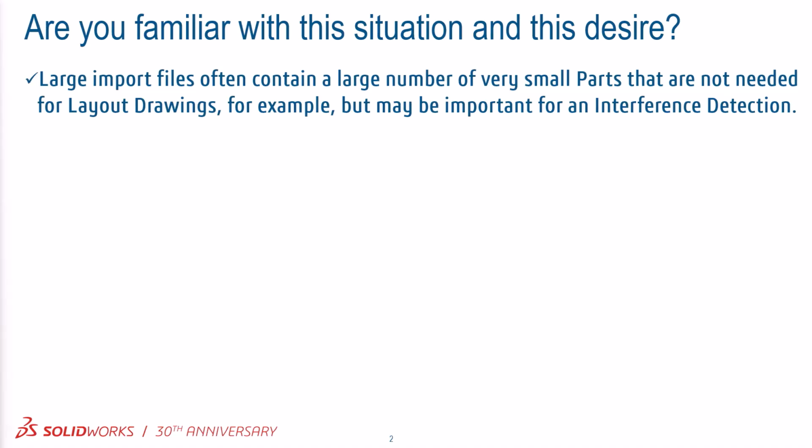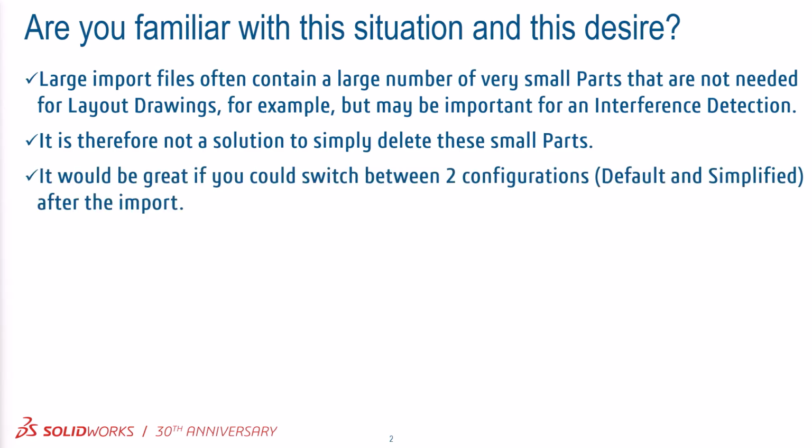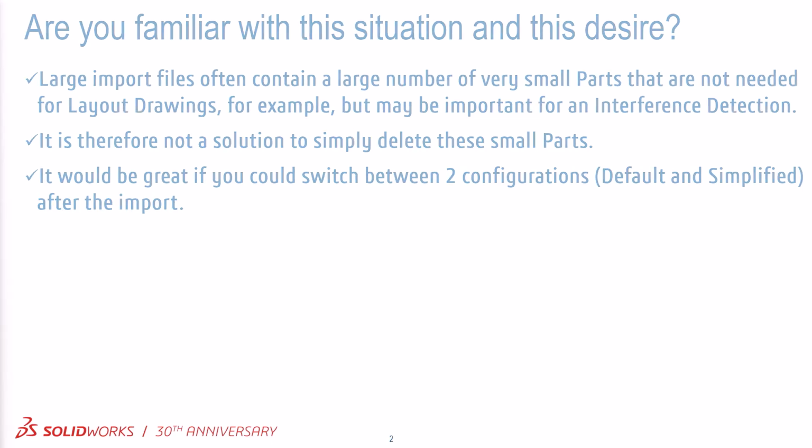Large import files often contain a large number of very small parts that are not needed for layout drawings, for example, but may be important for an interference detection. It is therefore not a solution to simply delete these small parts. It would be great if you could switch between two configurations, default and simplified, after the import.